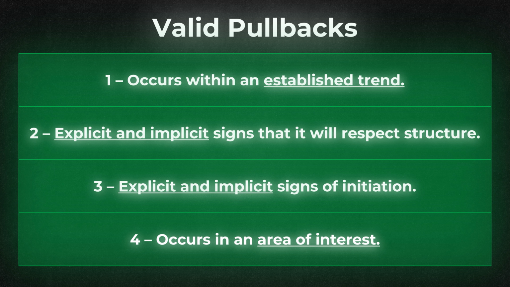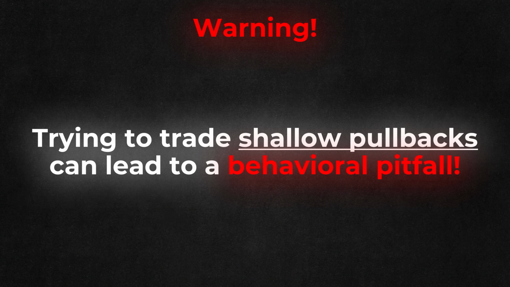A lot of the times you'll see shallow pullbacks work as well, but that can lead you to the behavioral pitfall of trying to enter the market too soon and too far from structure. The safest approach is to wait for a valid pullback with all these 4 qualities and just trade those. You can get away with trading shallow pullbacks if you pay close attention to the major and minor flows simultaneously and very carefully, but that should only be done by experienced traders.